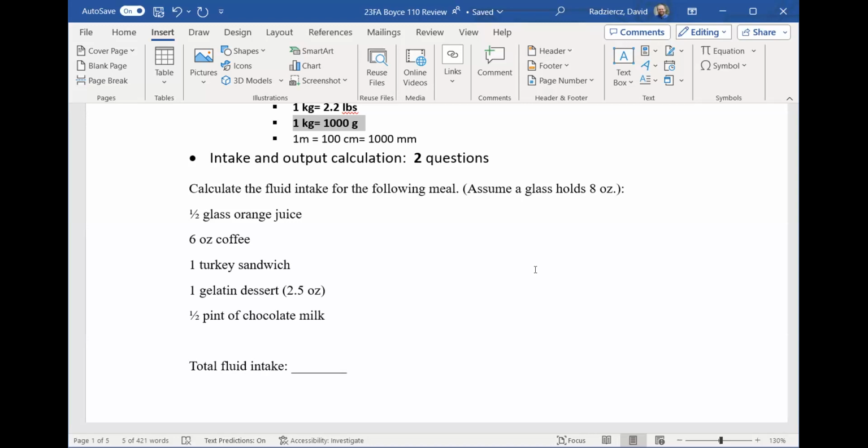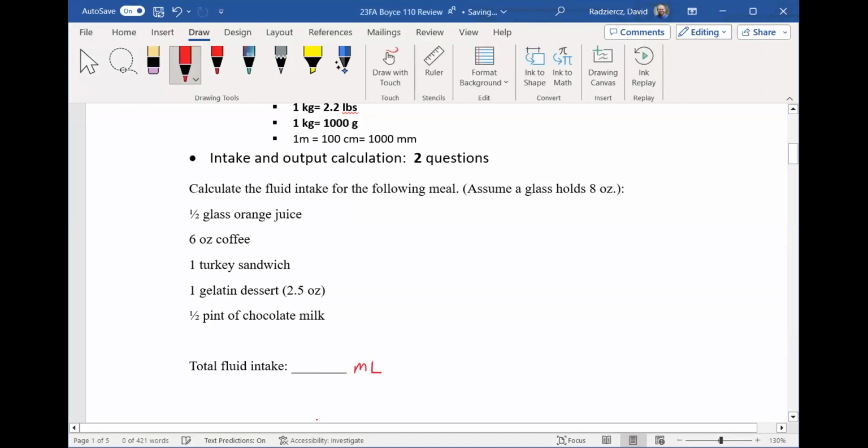Now, in order to do this, you need to know your conversions. So that's where practicing your household to metric conversions will be helpful. You also need to know what you're looking for, because this is how you'll see it. It'll say calculate the fluid intake for the following meal. It'll give you some details, like if it tells you a glass is 8 ounces, like here it tells you they had half a glass of orange juice, so you can make some assumptions based off of that. And then it just tells you total fluid intake. But you need to know that when they mention total fluid intake in a clinical setting, we're talking about how many milliliters they consumed.